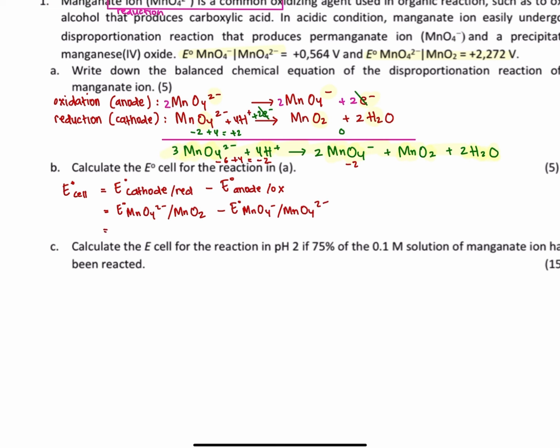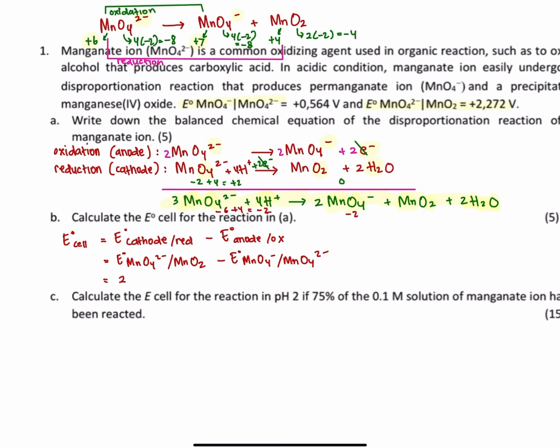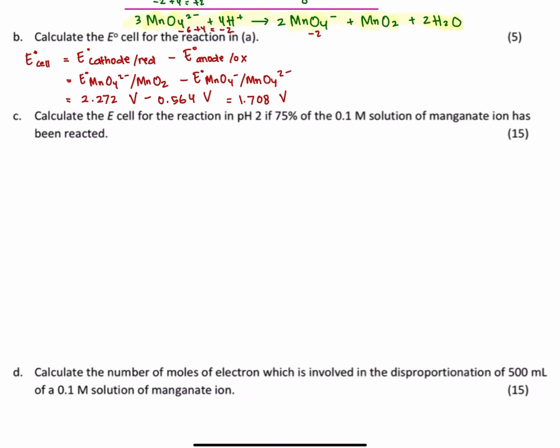Okay, so now we put the value of each. Here we have 2.272 volt minus this one. Okay. So this is a positive value, which is telling us that this is a spontaneous reaction, and this is a galvanic or voltaic cell, 1.708 volt. Now let's go to the question C.